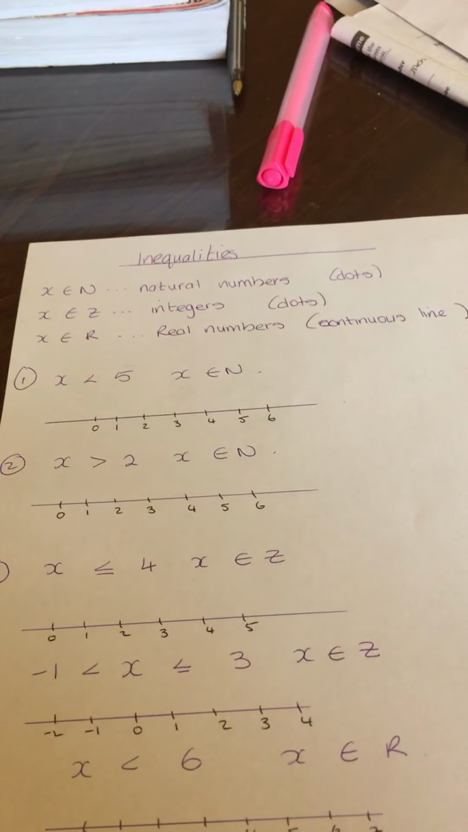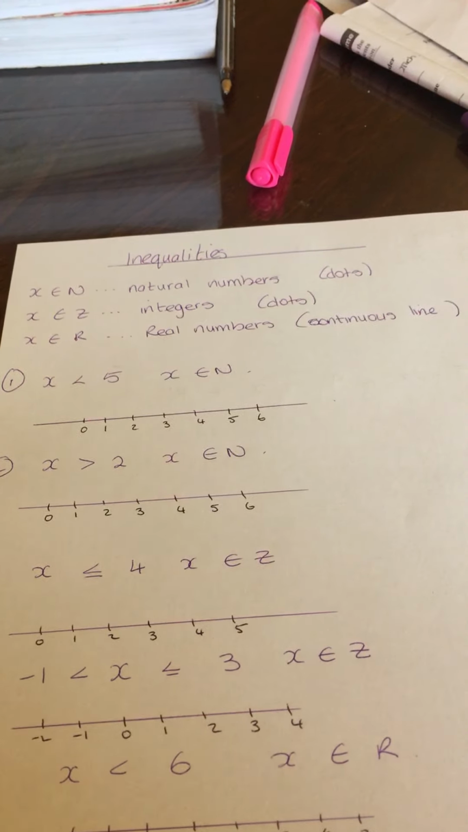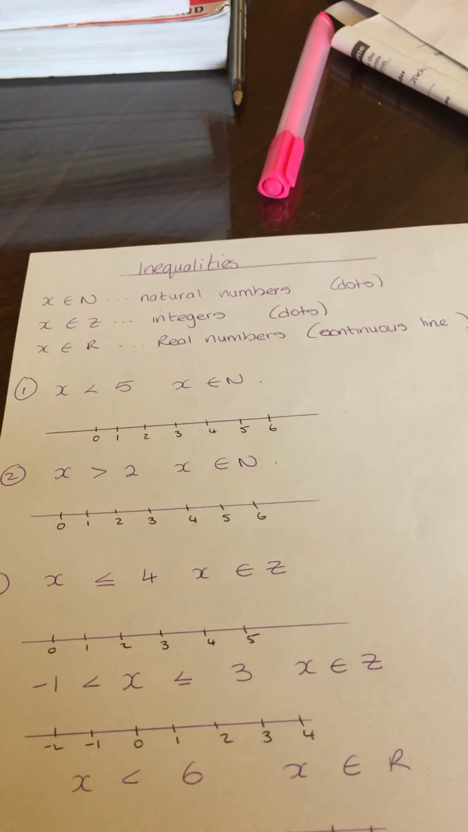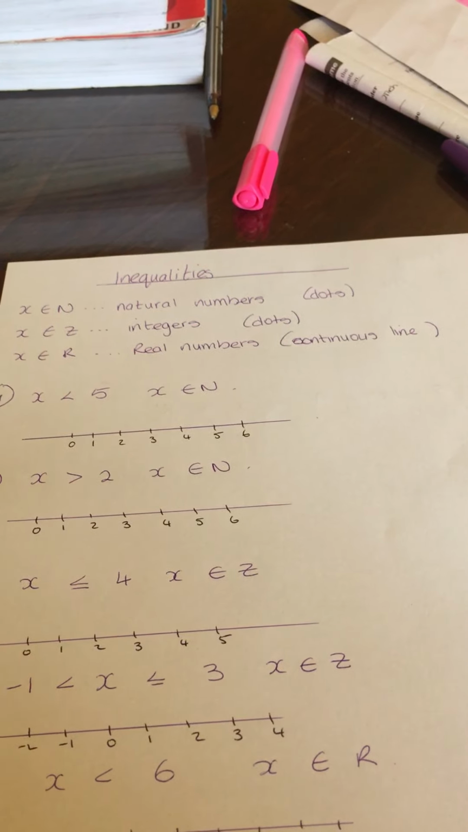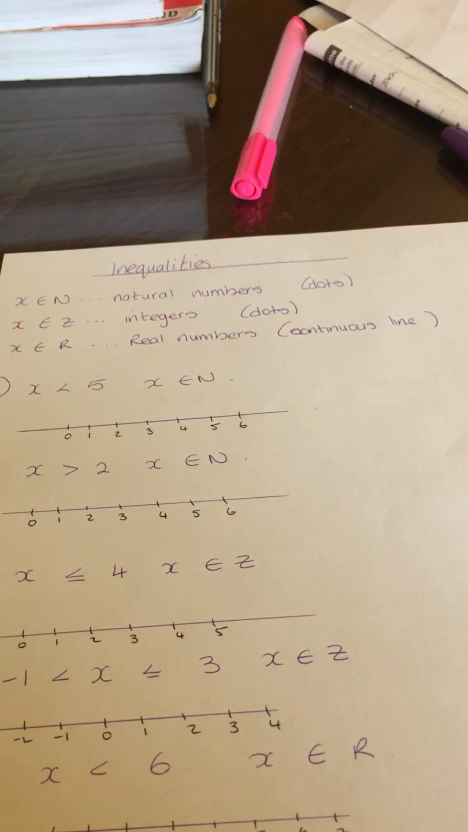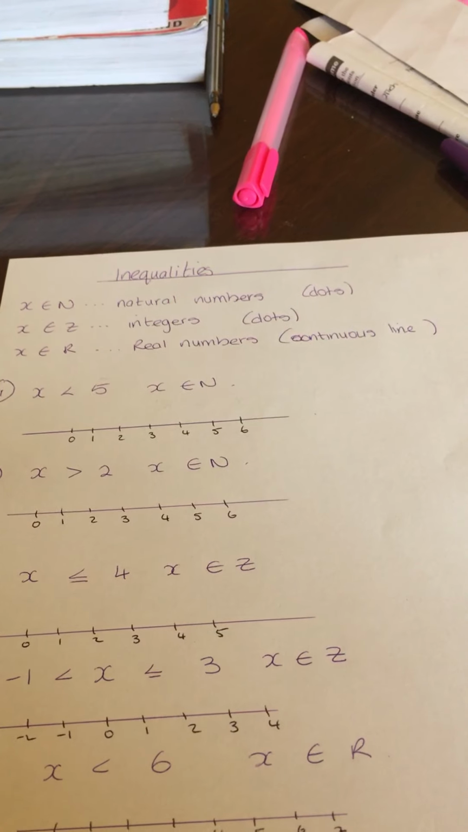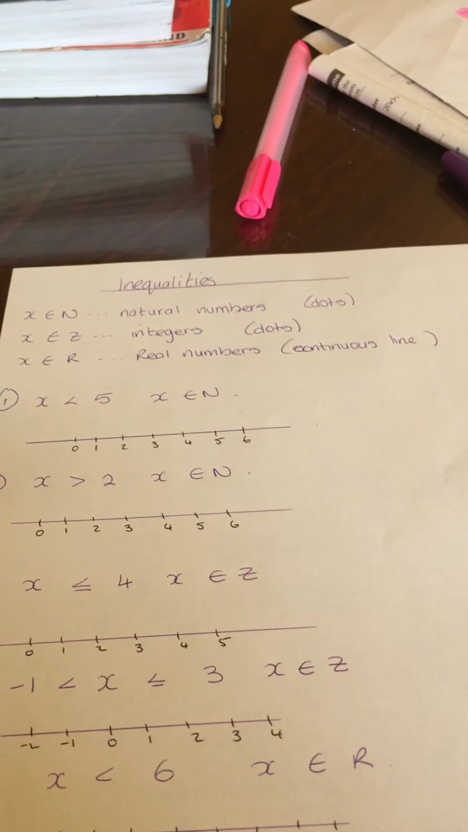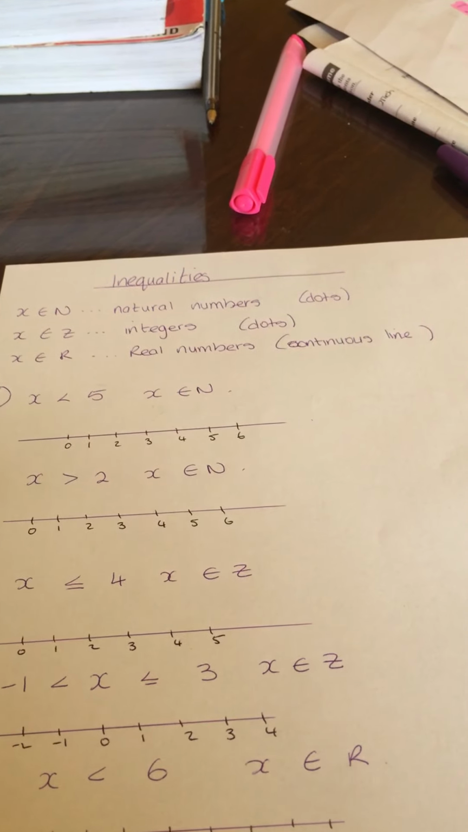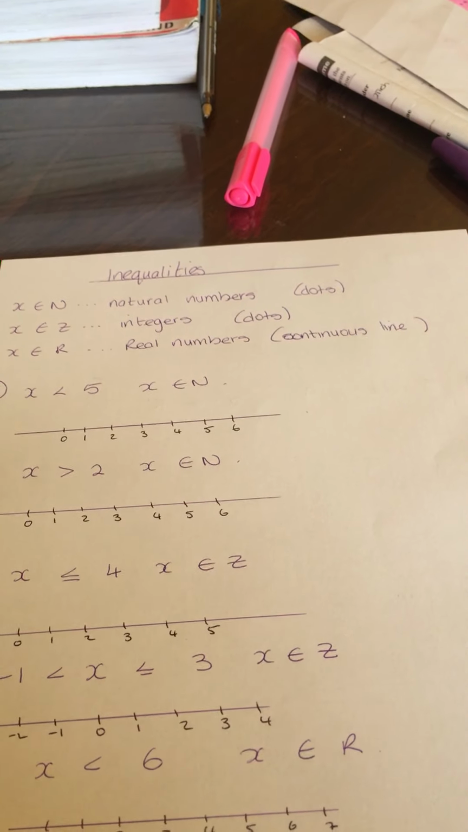Okay, so inequalities, there's 3 types of numbers we need to worry about. Natural numbers, which are dots, integers, which are dots, real numbers then get a continuous line. Okay, so if it's N or Z, it gets dots. If it's real, it gets a continuous straight line.